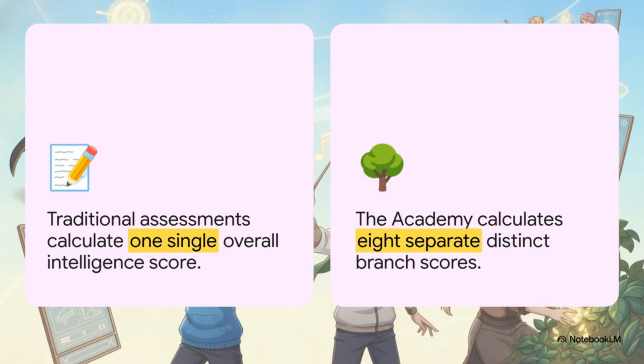We calculate 8 separate, distinct branch scores. And we keep them totally separate because you simply cannot average out human potential. A high score as a rhythm resonator and a lower score as a logic tactician shouldn't average out to mediocre. No way. They should highlight a beautifully distinct musical talent.